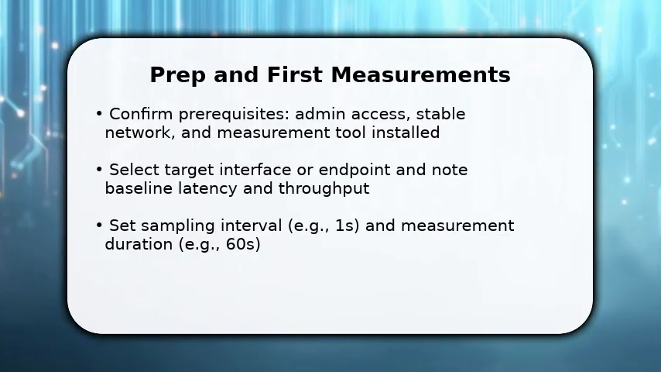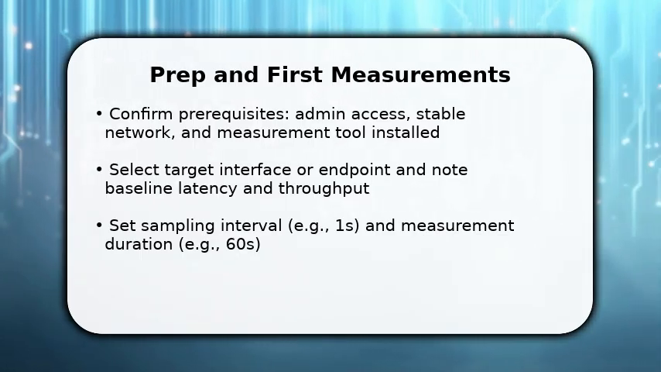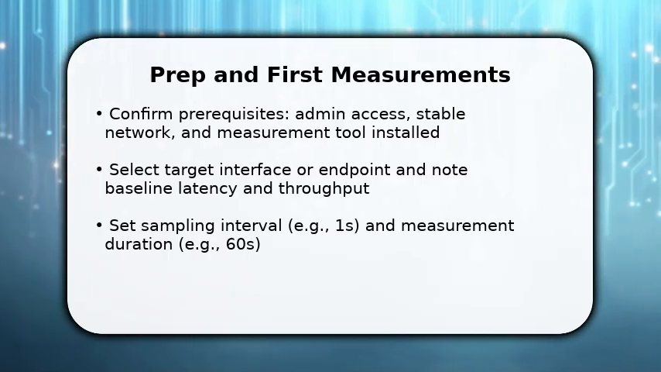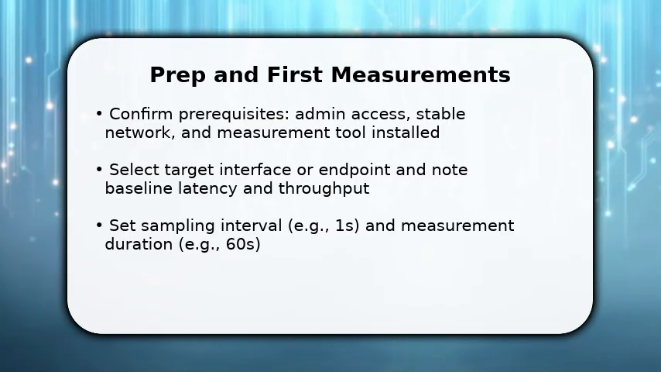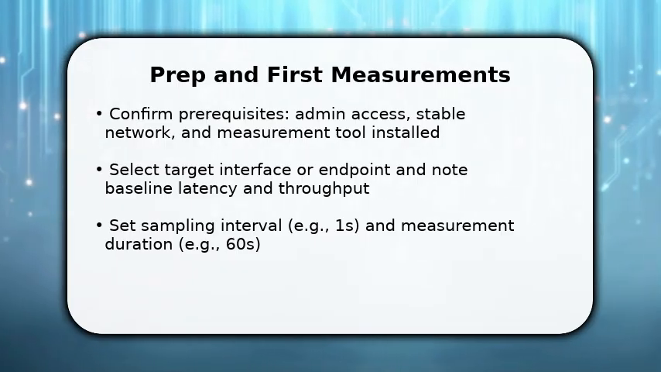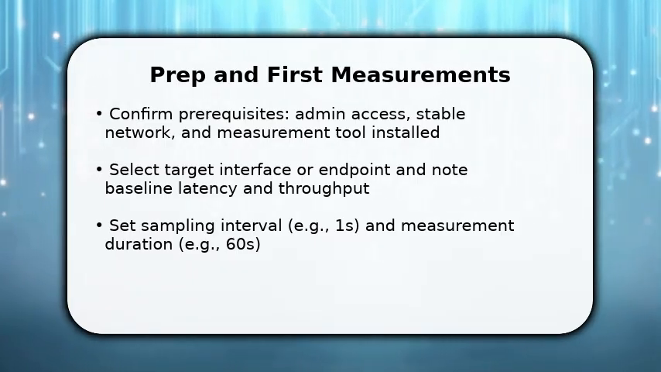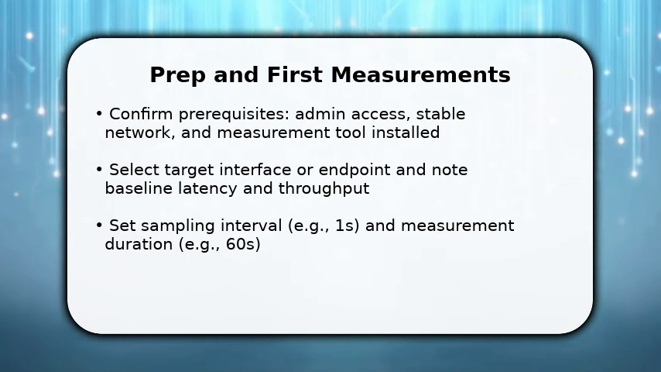Set a 1-second sampling interval and a 60-second duration so you can see immediate behavior. While it runs, watch throughput and packet timing. This gives a baseline net velocity profile to compare later and avoids guesses about normal conditions.